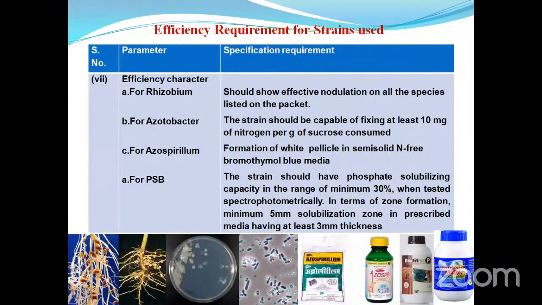Now, for different organisms like Rhizobium, Azotobacter, Azospirillum, PSB, some different small criteria are there which are required whenever you are going for commercial level microbial agent production or microbial unit. So these are the points: it should show effective nodulation on all the species listed on the packet. Obviously, this is for Rhizobium because Rhizobium is crop specific. So whenever you are using it, you must ensure that for the crop you are using, the Rhizobium is specific for that crop.